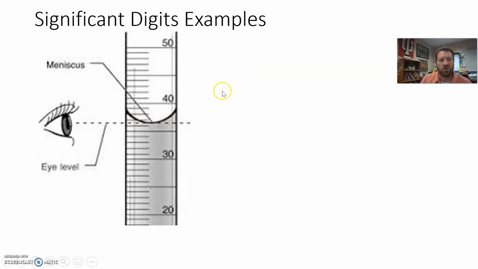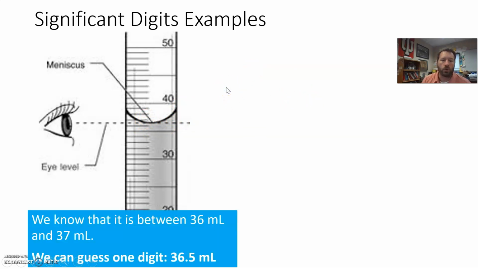So 36 is our known digit. We're going to go ahead and guess one more. I think it's about halfway, so I say 36.5. If you said 36.6 milliliters or 36.7, that's fine. I'm not going to argue with your guessed digit. Just make sure you go out to enough digits.